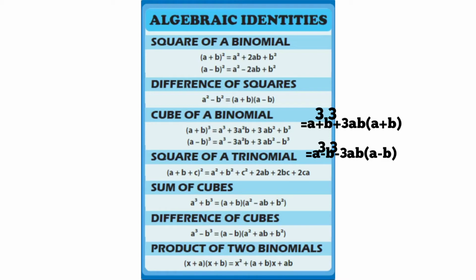Next is square of a trinomial, that is a plus b plus c whole square is equal to a square plus b square plus c square plus 2ab plus 2bc plus 2ca. Another one is sum of cubes, that is a cube plus b cube is equal to a plus b into a square minus ab plus b square. Difference of cubes, that is a cube minus b cube is equal to a minus b into a square plus ab plus b square. And last one is product of two binomials, that is x plus a into x plus b is equal to x square plus a plus b x plus ab.